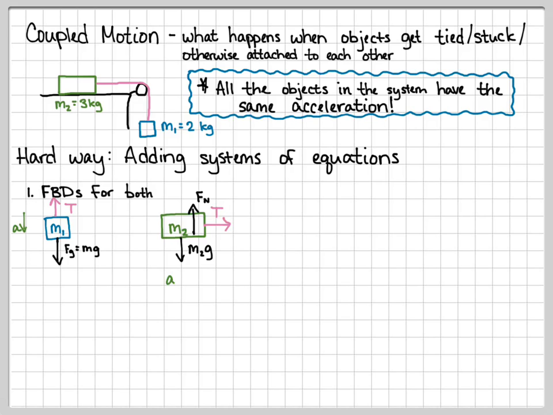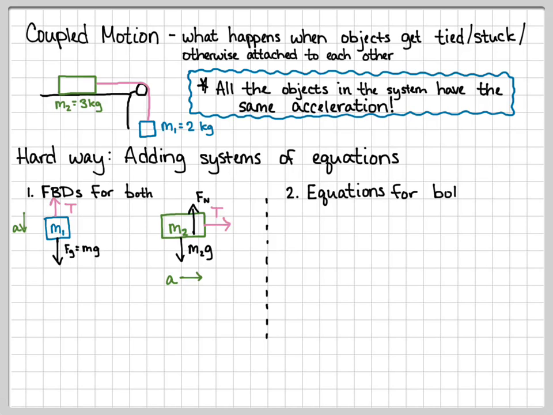So just like in the elevator problem, it helps if you draw which direction your acceleration is going. So for mass 1, it is accelerating downward. For mass 2, it's accelerating to the right. The next step is going to be writing your equations for both of them.